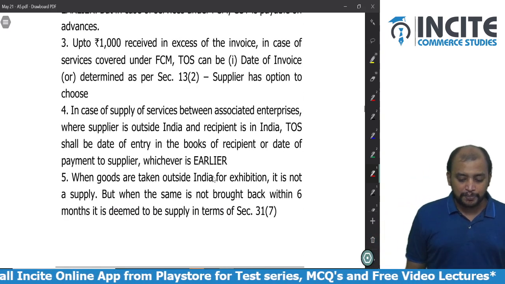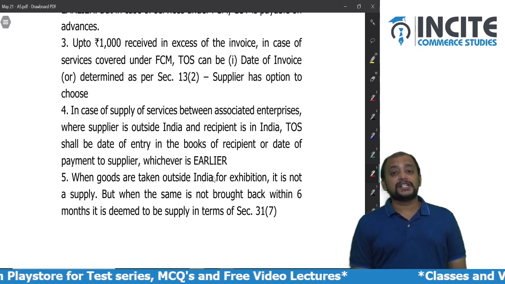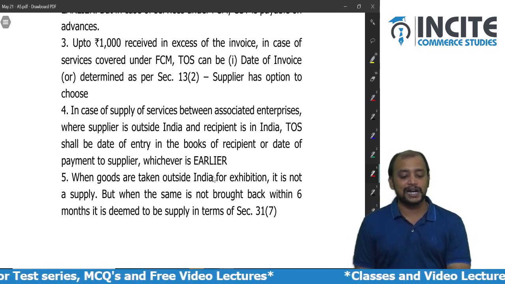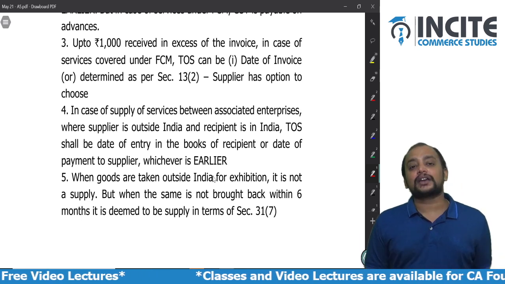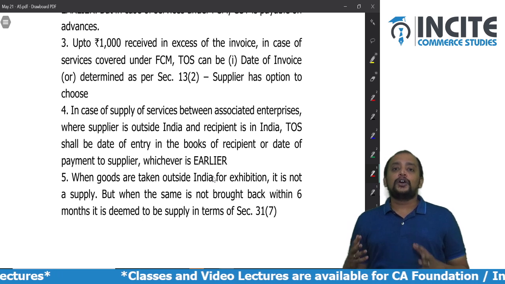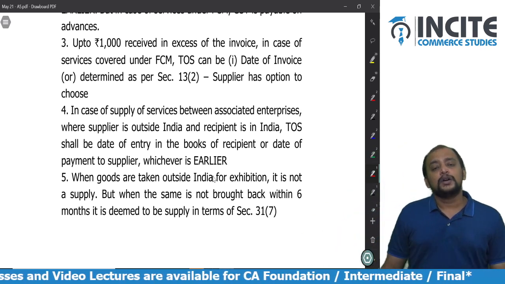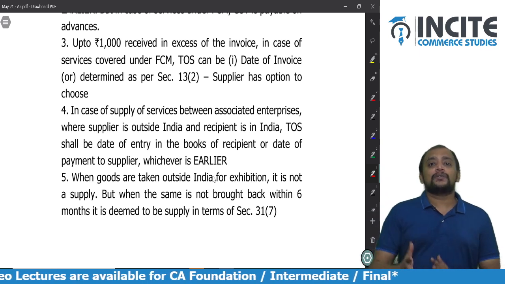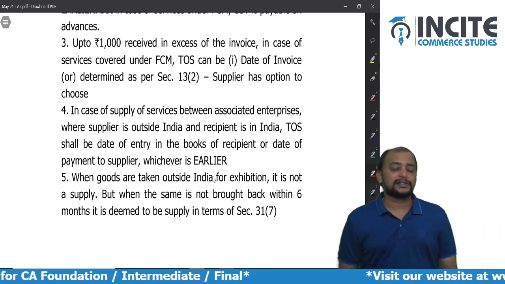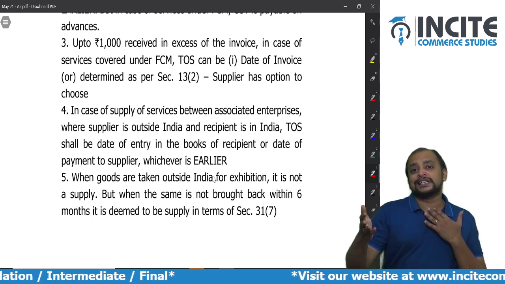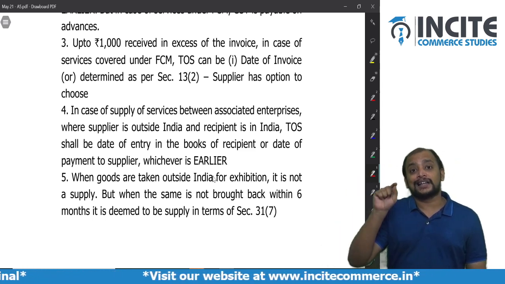In case of supply of services between associated enterprises. What do associated enterprises mean? As per section 92A of the Income Tax Act, two people are said to be associated when one holds a minimum of 26% in the other. That is a definition under the Income Tax Act, which is not required for you. In the exam, it will be given as associated enterprises. Two people are associated enterprises and there is an import of service from an associated enterprise. So, there are two associated enterprises, one outside India and the other in India. Import of services, liability to pay GST under RCM. So, therefore, we need to take 13.3.